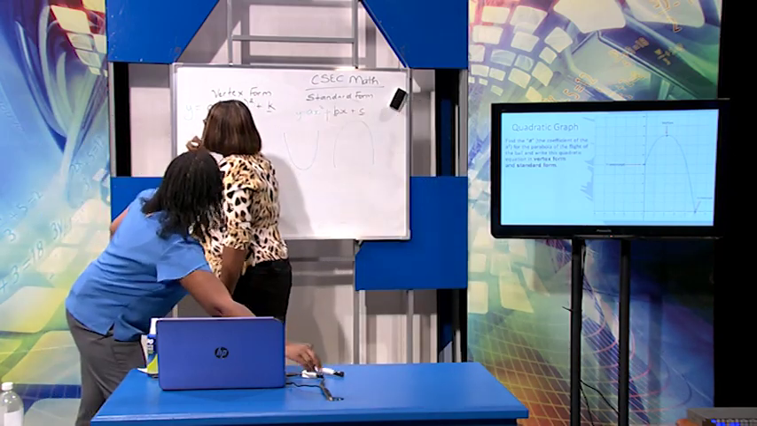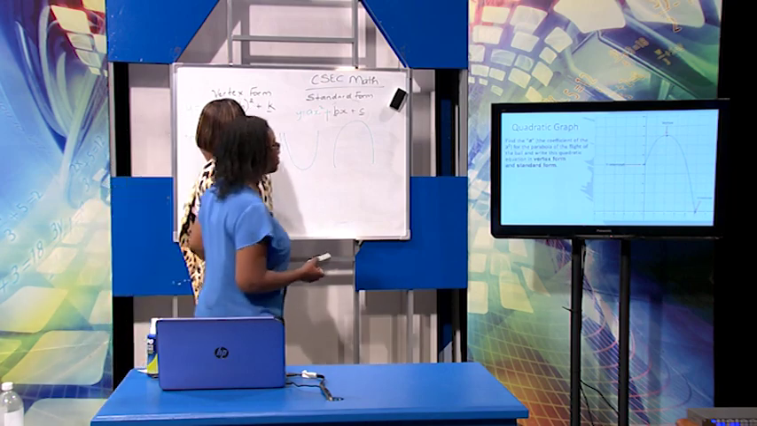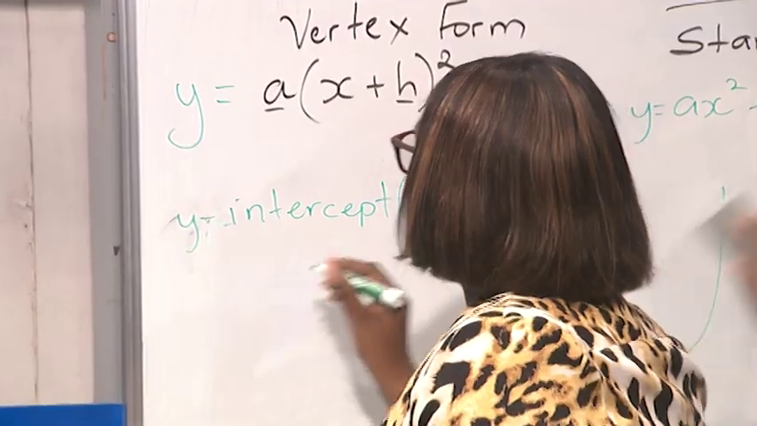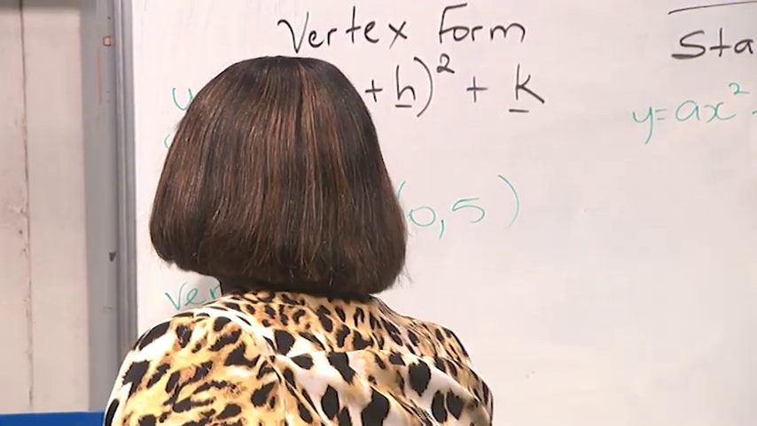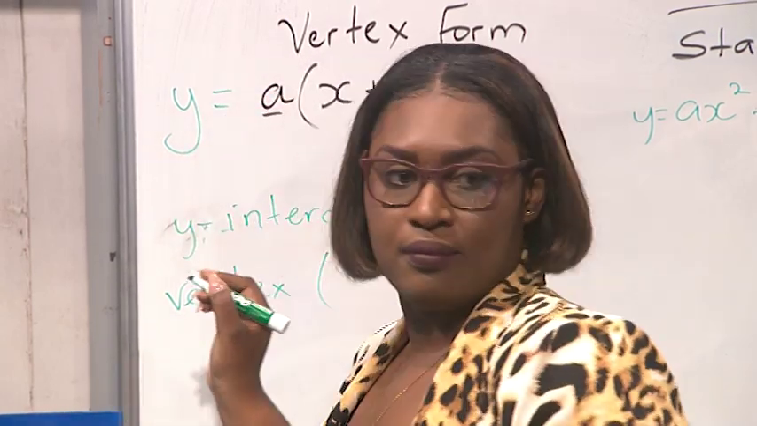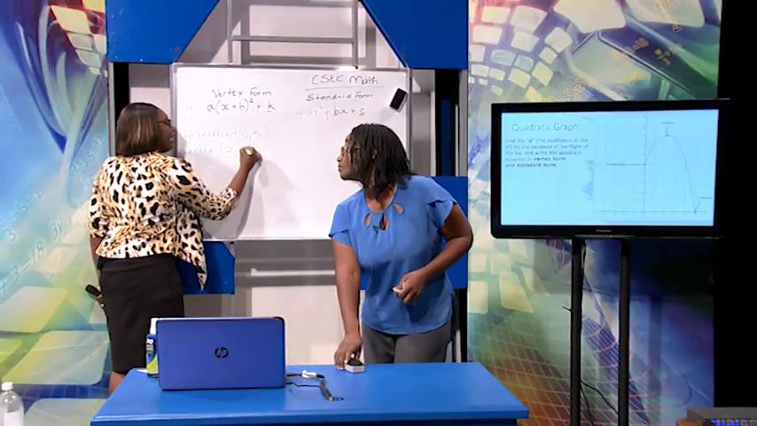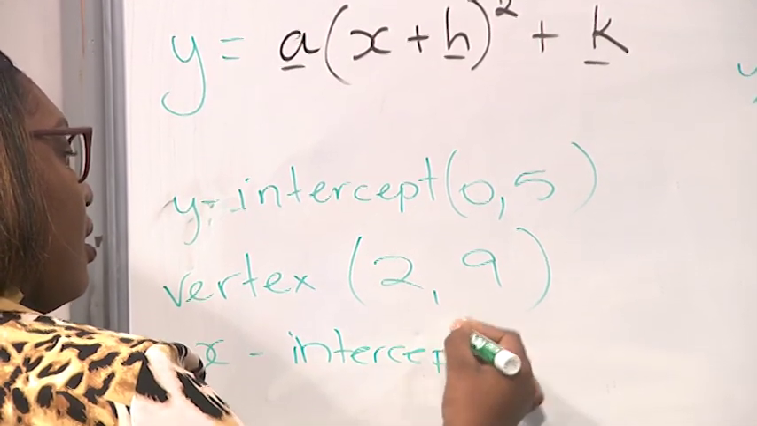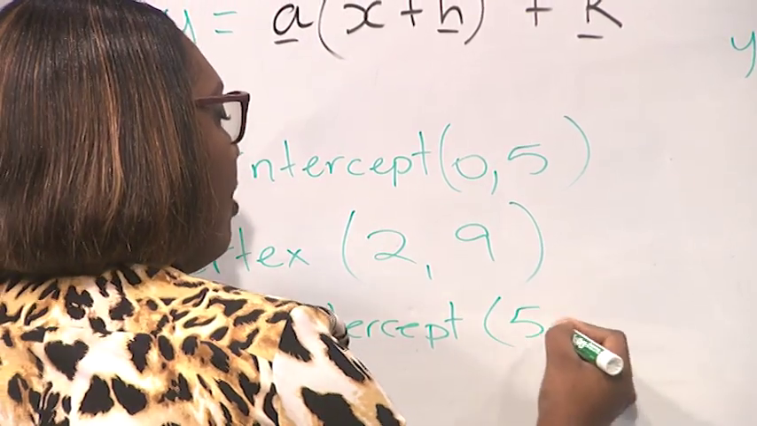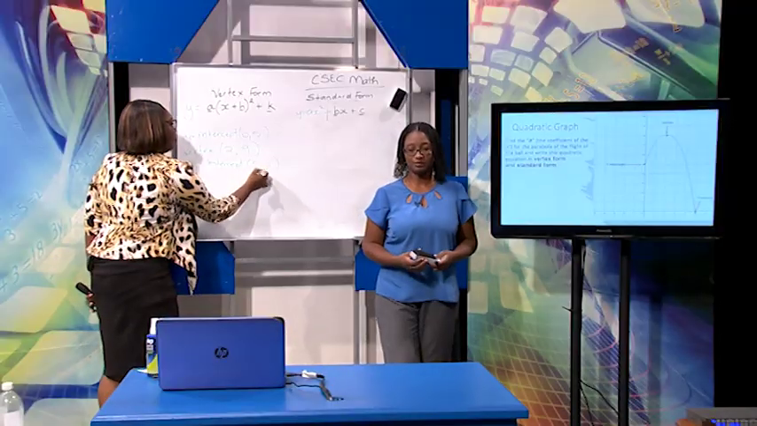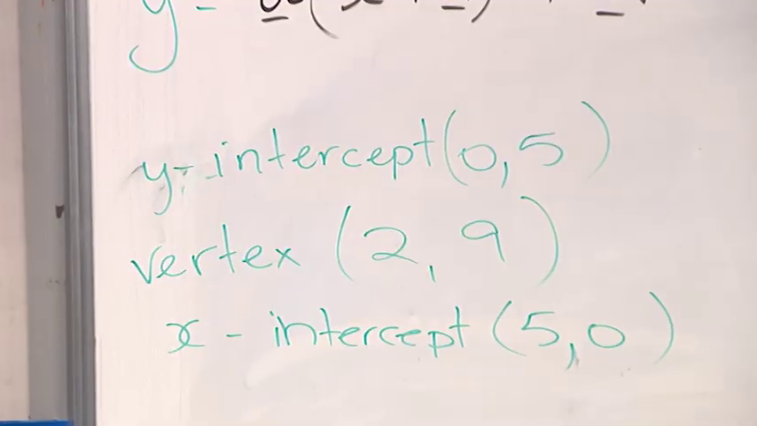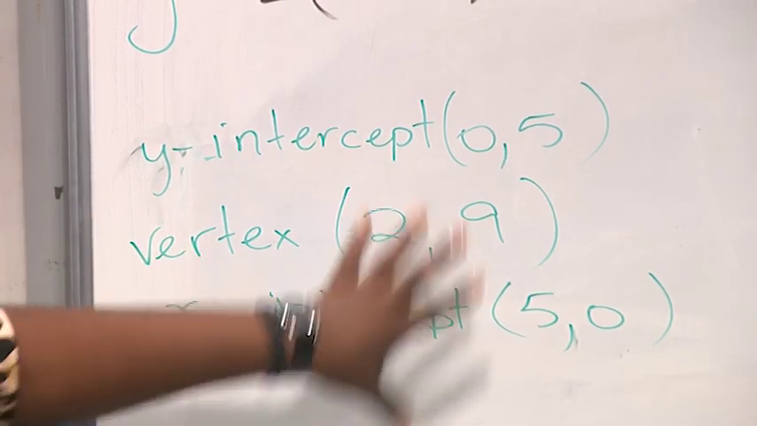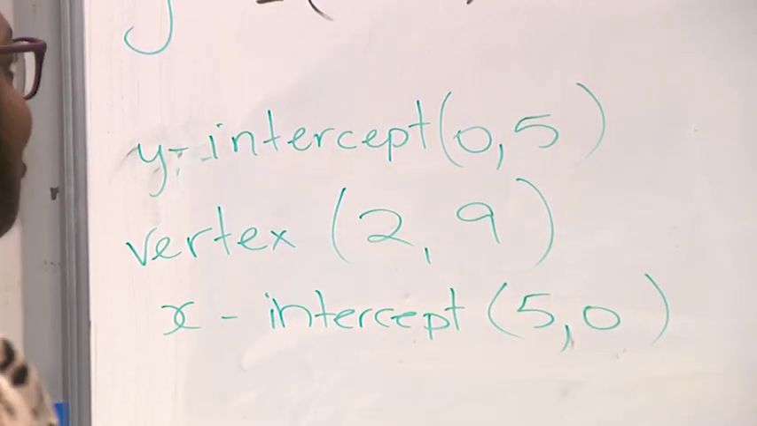So my y-intercept was 0, 5. My vertex was 2, 9. And my x-intercept was 5, 0. Now, in this case, we would like to substitute into my general form of the vertex to find what the equation would look like for this graph.